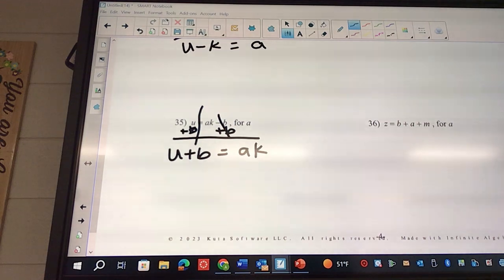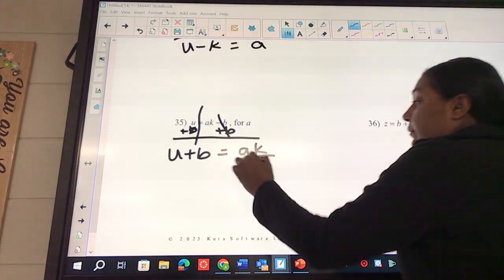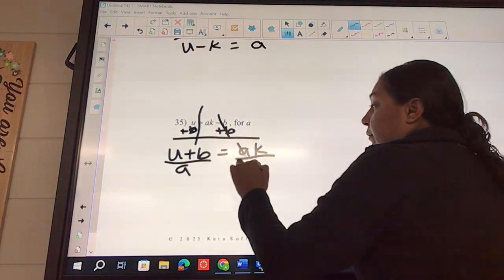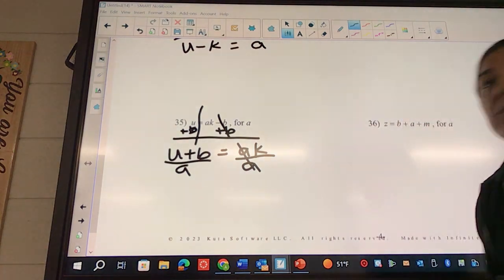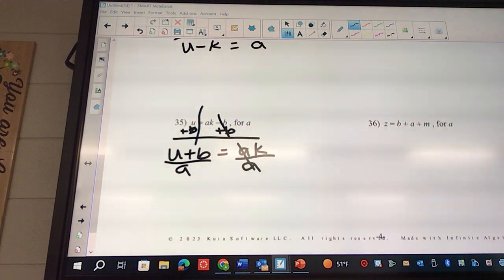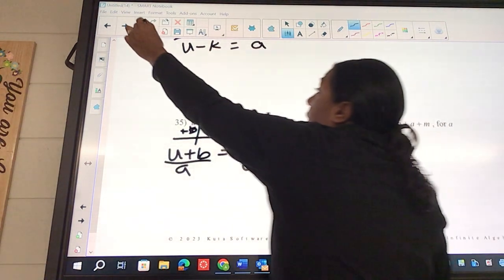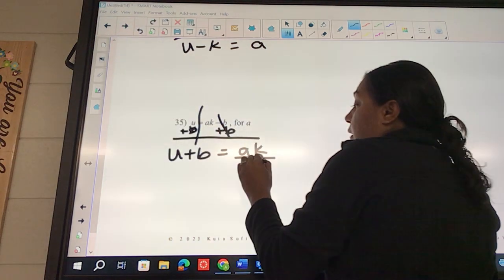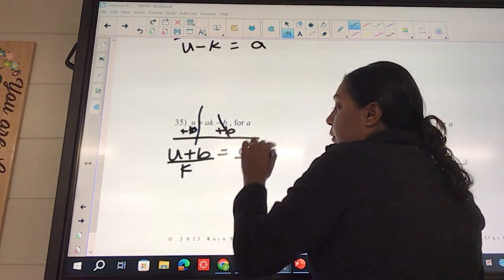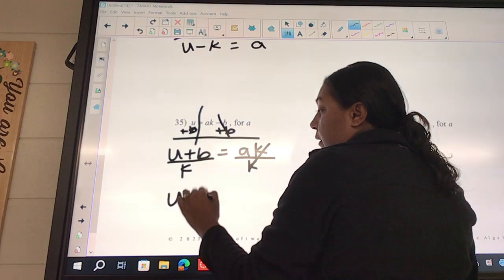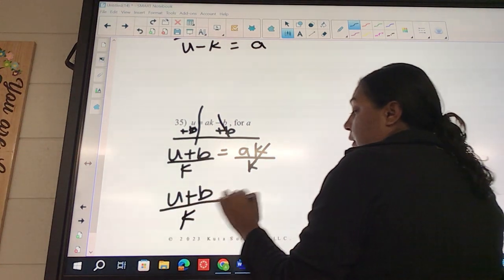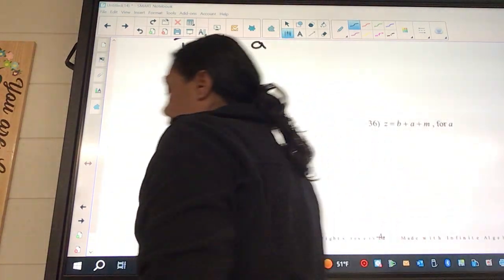Then what? We know we need to move the K. How do I move that K? Divide. Oh shoot, I made a mistake. What is it? I divided by A. What should I be divided by? K. I don't want to move that A. That's what I'm solving for. That was not on purpose, by the way. Okay, so it's just going to look like this.